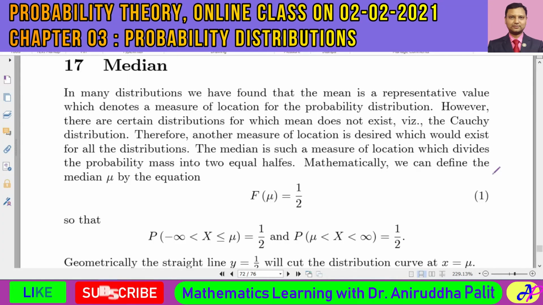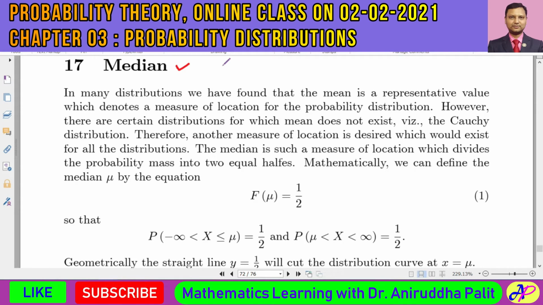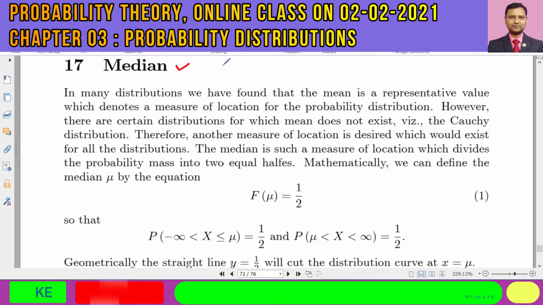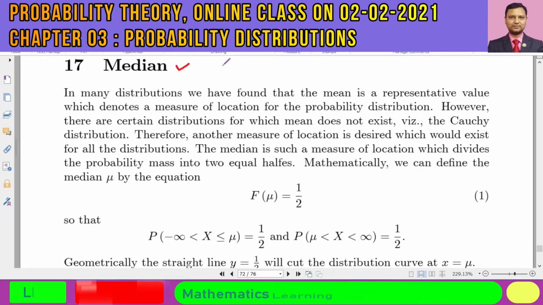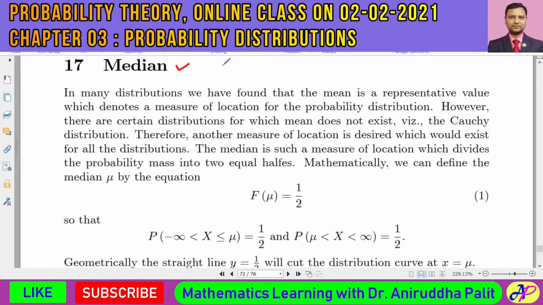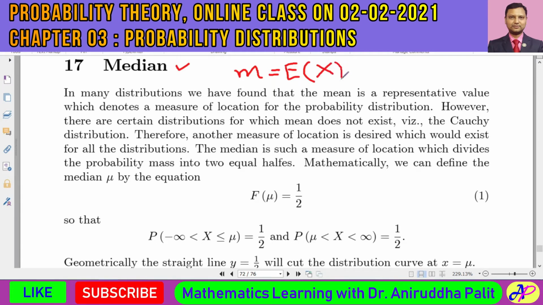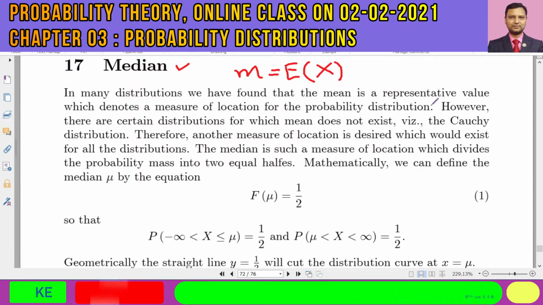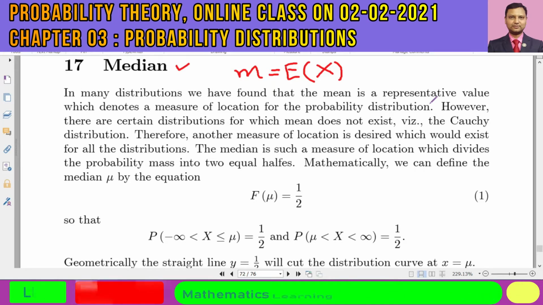Hello everybody. So today we are going to discuss the median. We already discussed the mean and found that the mean of a distribution may exist, may not exist. The mean was defined to be equal to the expectation of X, and of course this expectation sometimes exists, sometimes does not exist. For example, in case of the Cauchy distribution, the expectation of X does not exist, and therefore we do not get any measure of location.